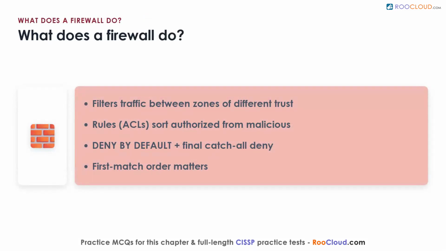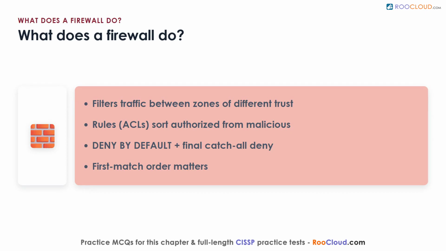What is a firewall really doing, and by what default? It is filtering traffic between zones of different trust, using a defined set of rules. Those rules, sometimes called access control lists, sort authorized traffic from unauthorized or malicious traffic, and only the approved traffic crosses. The critical mindset is denied by default. Nothing passes unless an explicit rule allows it, and a final catch-all denies everything else. Rules are often evaluated in priority order until the first match wins, so ordering matters.